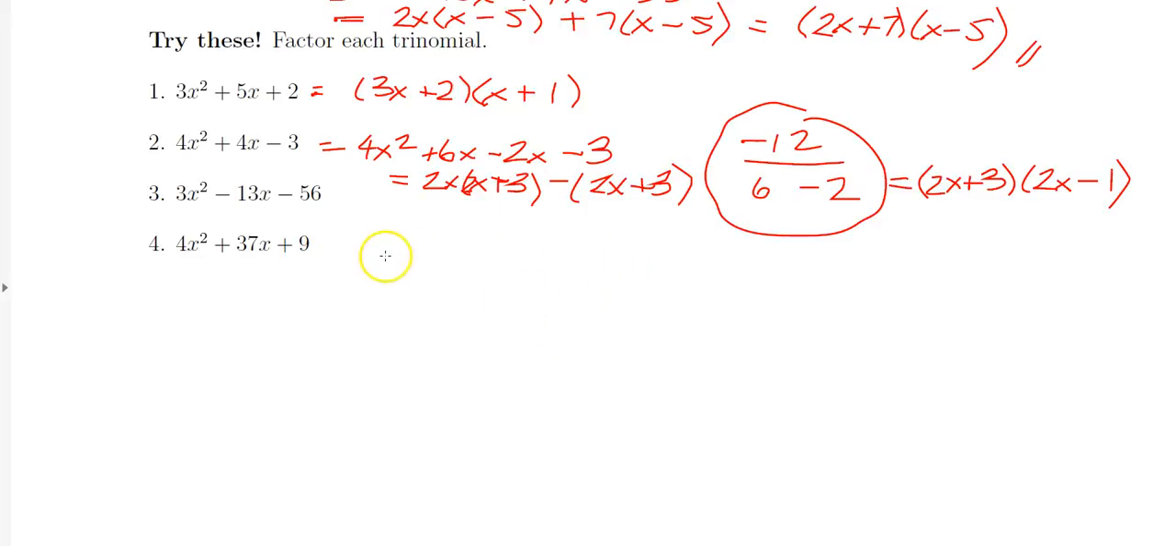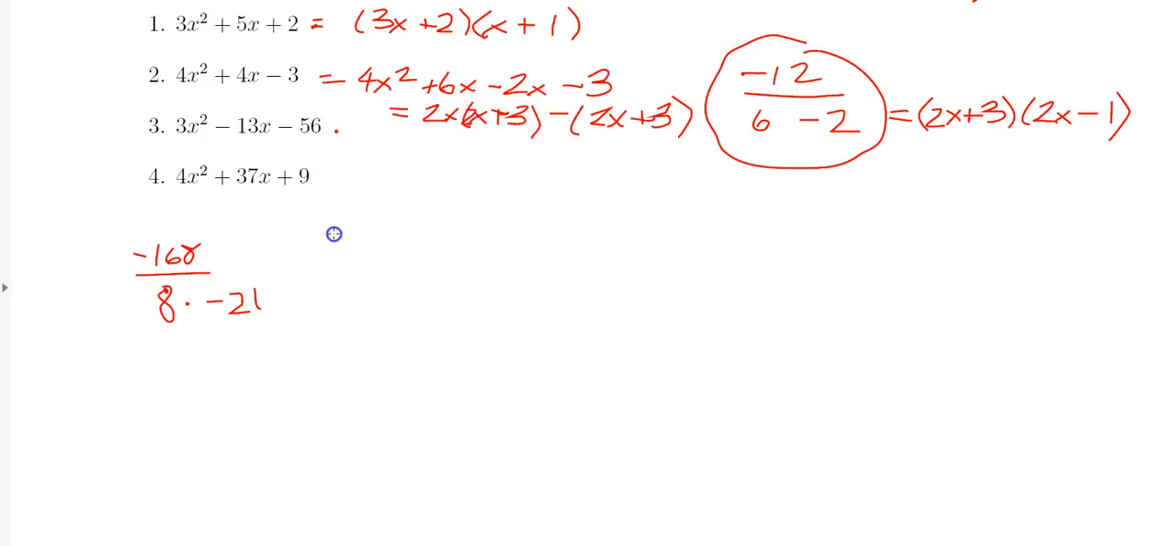Now, in problem 3, we have to take 3 times negative 56, and that's negative 168. And I want factors of 168 that have a difference of 13. So I listed some factors, and when I look at 8 times negative 21, I get negative 168, and negative 21 plus 8 is negative 13.